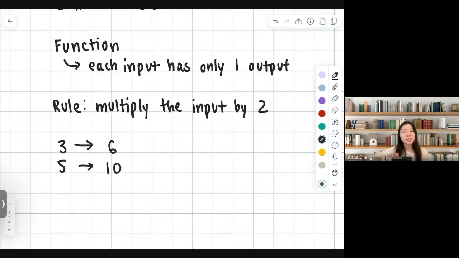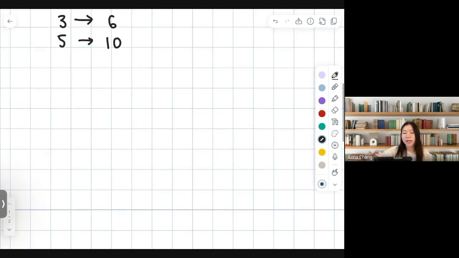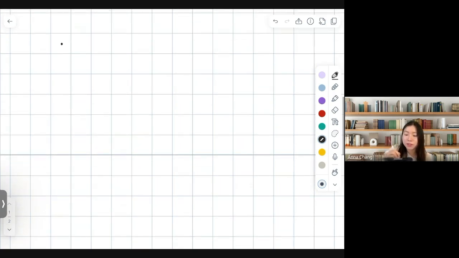However, if your input can produce multiple outputs, that is no longer considered a function. For example, if your input was 4 and it gave you both 8 and 10, then this would violate the definition of a function. So on the exam, I can imagine them maybe giving you a chart of inputs and outputs. If you see that each input has exactly one output, that is a function.